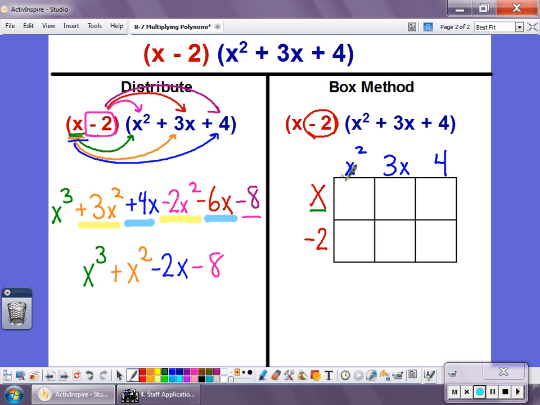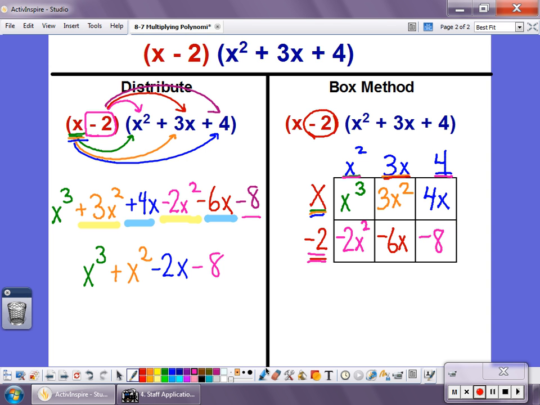So x times x squared gives me x cubed. I've got x times 3x, which will give me 3x squared. And then I have x times 4, which gives me 4x. I've got negative 2 times x squared, which gives me negative 2x squared. I've got negative 2 times 3x, which will give me a negative 6x. And finally, I've got negative 2 times 4, which gives me a negative 8.